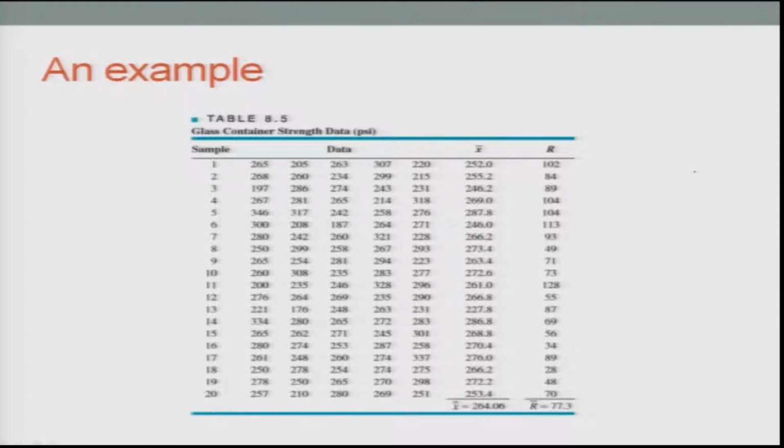So, from summing them up, dividing by 20 gives you the x double bar, which is actually the average of the averages of the samples. Technically, if you have taken a huge number of samples repeatedly with each sample size being large, then this value of 264.06 would be exactly equal to the population average. You also find out the range.